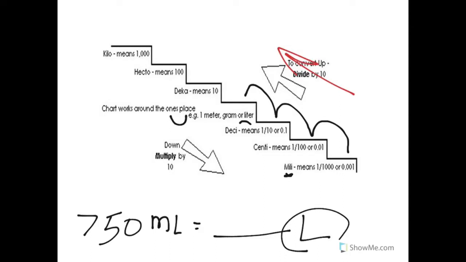So I know that 750 would have a decimal point at the end, and I'm going to move that decimal point 3 places to the left. 1, 2, 3. So in actuality, 750 milliliters would give me 0.75 liters. When you look at it in a chart like this, it's very easy.